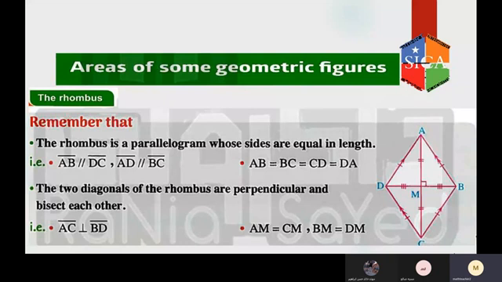The properties of the rhombus: all its sides are equal in length and its diagonals are perpendicular. These are added to the properties of the parallelogram. The rhombus is a parallelogram whose sides are all equal in length. All its sides are equal, then AB equal BC equal DC equal AD, and the two diagonals are perpendicular. AC perpendicular to DB.